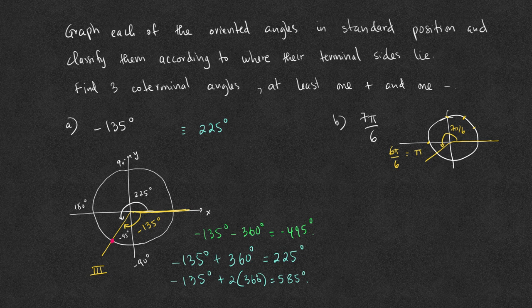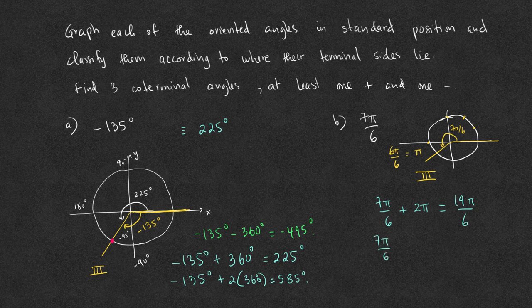The terminal point of this angle is in the third quadrant, so the angle is also in the third quadrant. To obtain coterminal angles for this given angle, we take the given angle and we add one rotation, but this time we use 2 pi instead of 360 degrees, because 7 pi over 6 is in radians. 7 pi over 6 plus 2 pi is 19 pi over 6, and that is a positive angle.